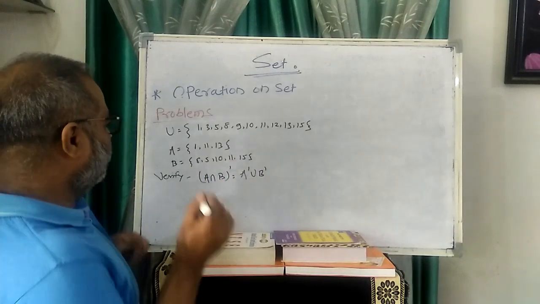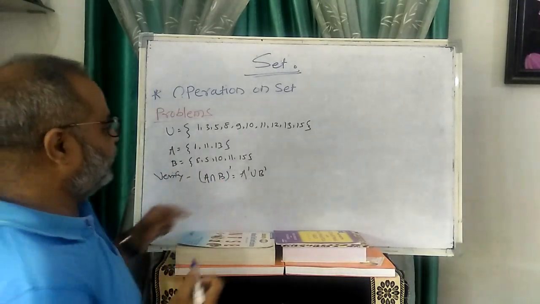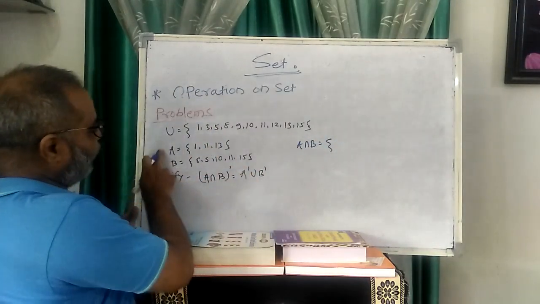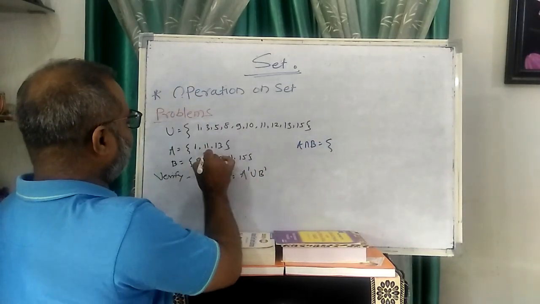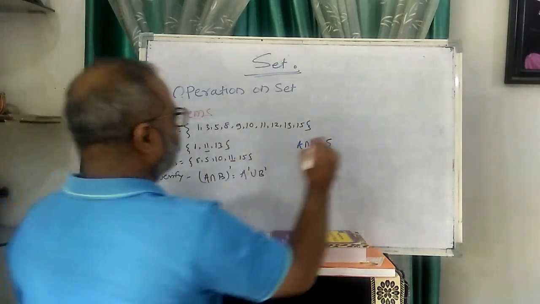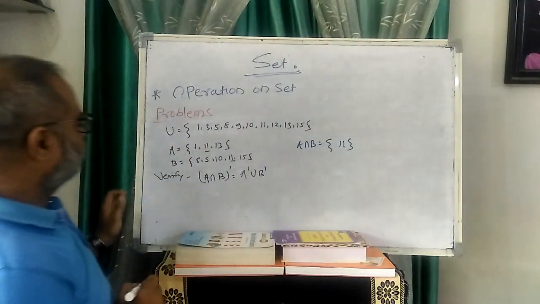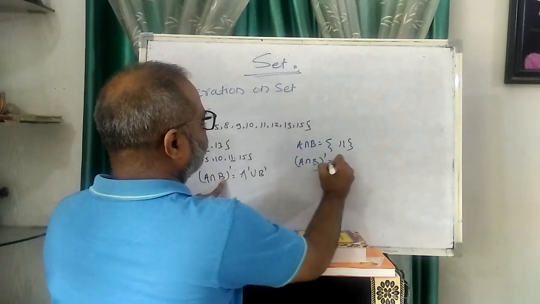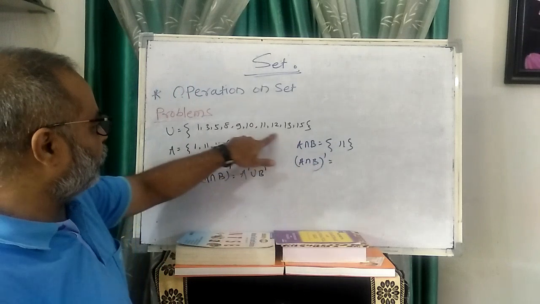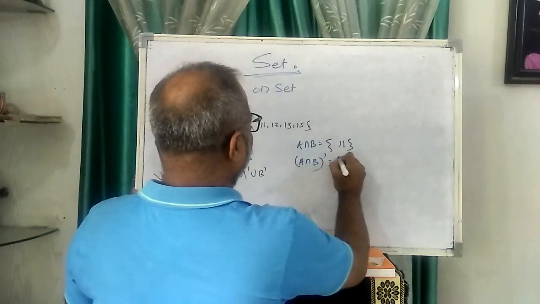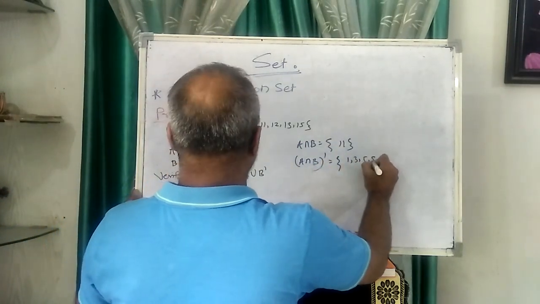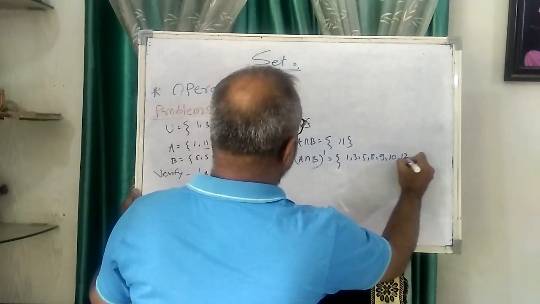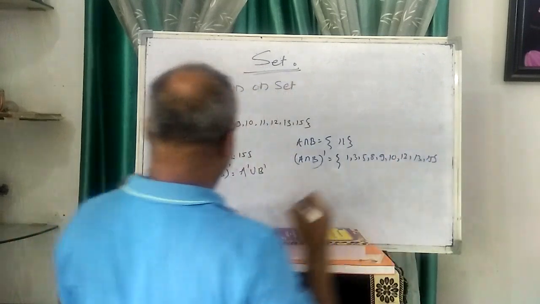Now we have one problem here, verifying that A intersection B complement is equal to A complement union B complement. The problem is given. I initially find A intersection B. What is the common element between A and B? Only one element is present, that is 11. Now, A intersection B complement: we are deleting that element from U. What you get here is 1, 3, 5, 8, 9, 10, 12, 13, 15. We are deleting 11. So my first part is over.